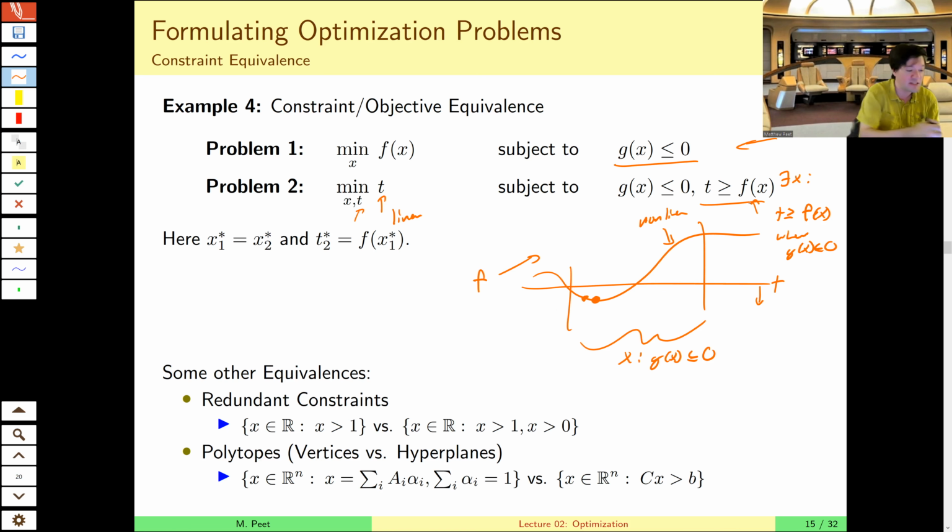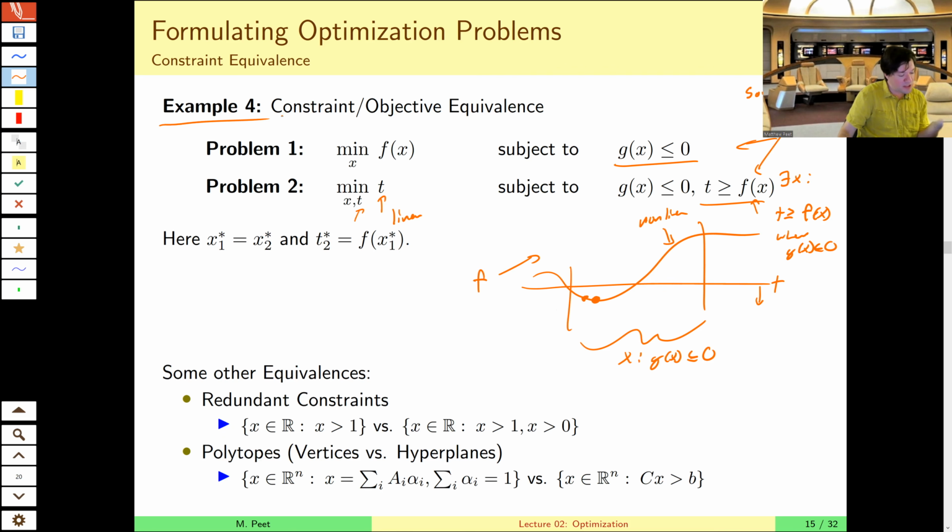And this is a standard trick, by the way, to move your objective function to the constraints. And it's useful because often these are easier to deal with, sometimes easier. So another example of a trick for manipulating your optimization problem.